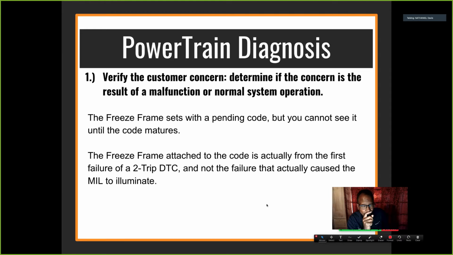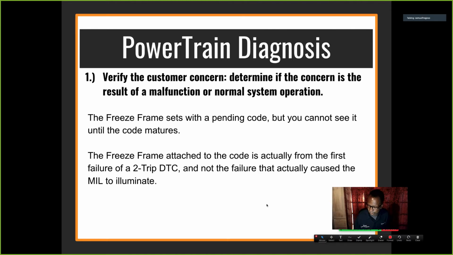Now what that said is that understanding that means that you can drive a car, think you fixed it, drive around a block and no light and think it's fixed, because you didn't run 2 good trips. The light won't come back up unless you check the pending codes.